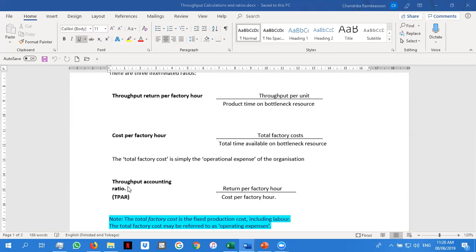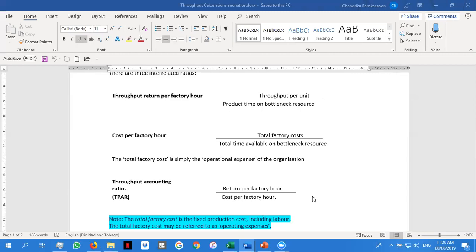To calculate the throughput return per factory hour, and you'll see why we need to calculate it per factory hour shortly, we take the throughput per unit, found in the usual way, sales minus material cost, and we divide it by the product time on the bottleneck resource. So if, for example, and here we are assuming that, say, machine time could be a bottleneck resource, if every unit spends 2 hours on the machine, then we'll divide it by 2. And that would give us the top part of the formula.